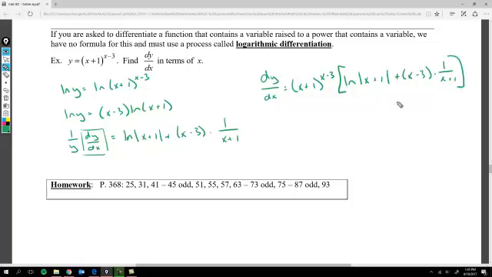Which is kind of an ugly answer. It ends up having this in the answer, which is totally fine. If we were to try to take the second derivative, you know, that'd be complicated, but this is fine for an answer for my first derivative.